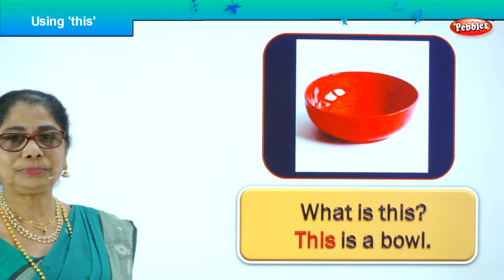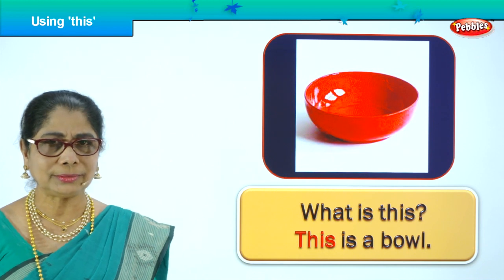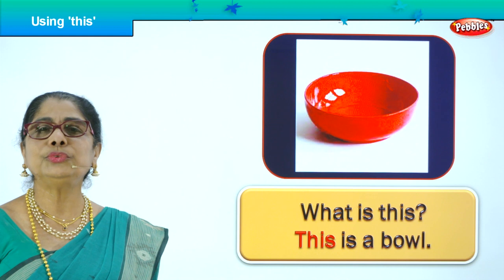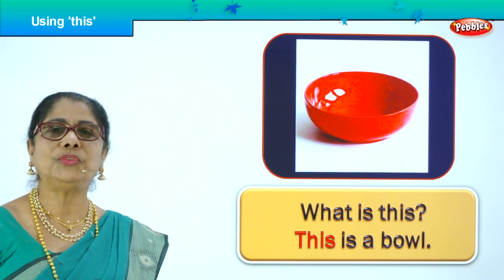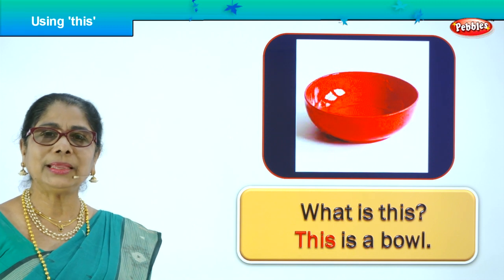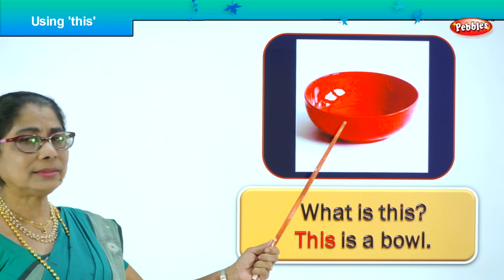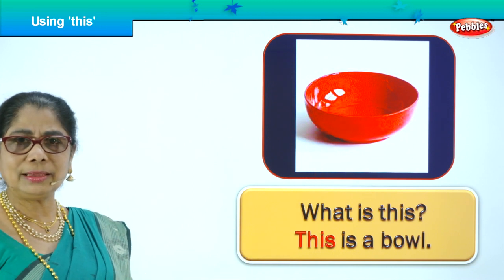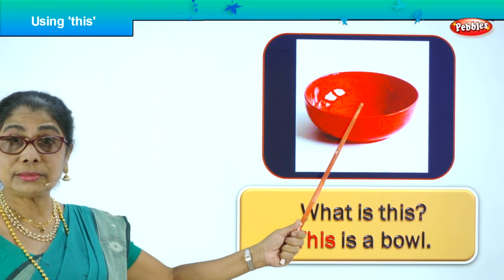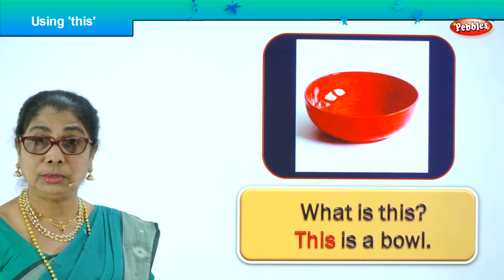What is this? Where do you find this? In Mommy's kitchen, yes. And what do you use it for? You can use it for many things. To drink porridge, yes, to keep fruit on the table, many uses there. Let's read the question and the answer. What is this? This is a bowl.